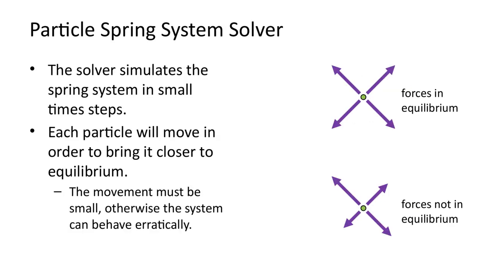The basic rules of the system can be understood by looking at just one particle. Each particle will try to stay in equilibrium. If it is not in equilibrium, then it will move a small amount in order to bring it closer to equilibrium. The movement in each iteration may be very small. But over multiple iterations, all particles will start moving towards equilibrium.